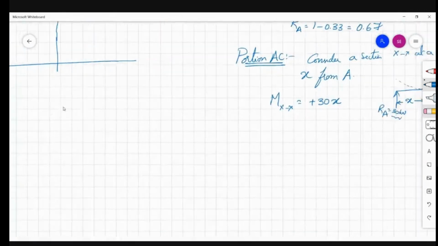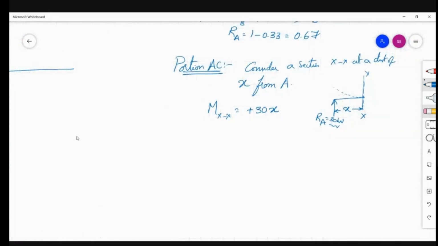Now, in a similar way, for the same portion, you calculate the small m value. Here RA is 0.67, with the same section at distance x, but the only change is that you are replacing your external load system with your unit load, which gives plus 0.67 x. Let me explain once again.